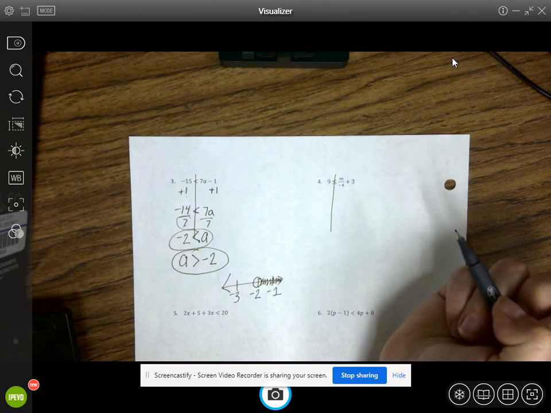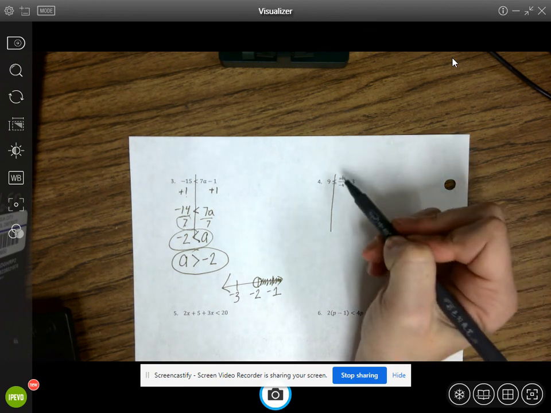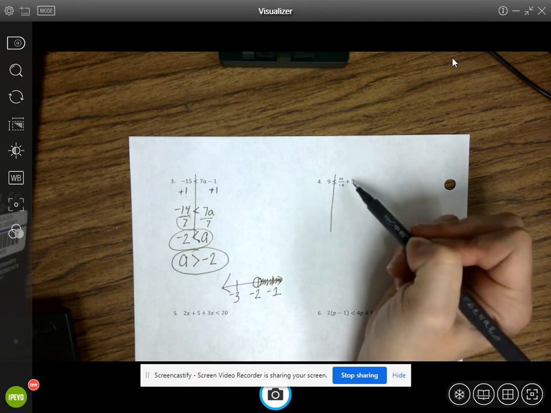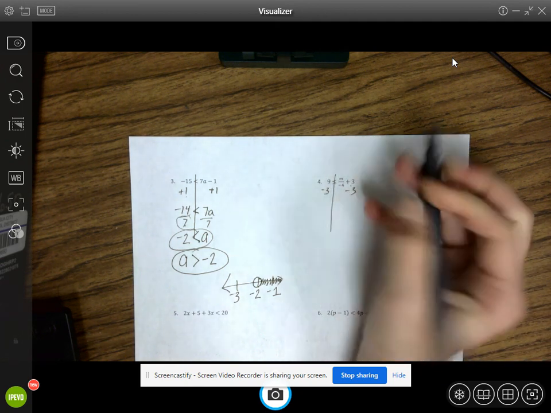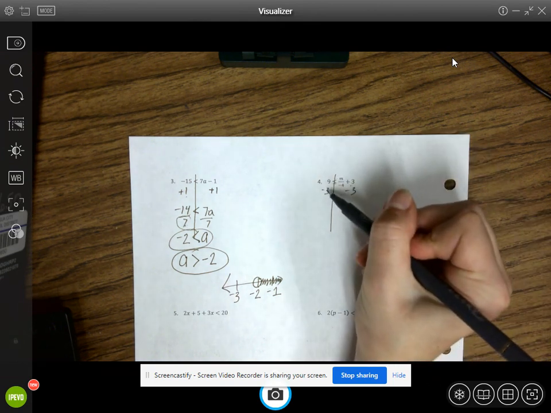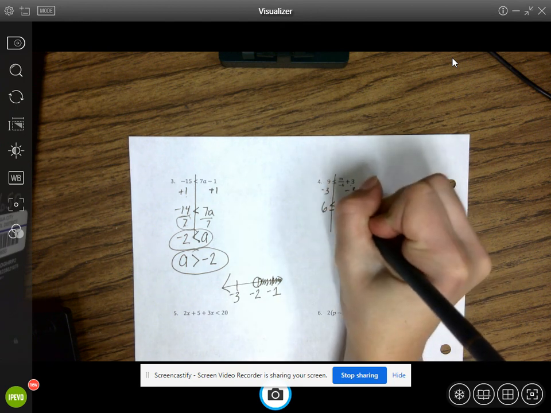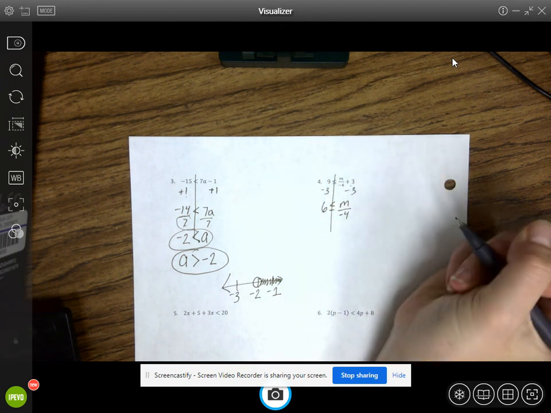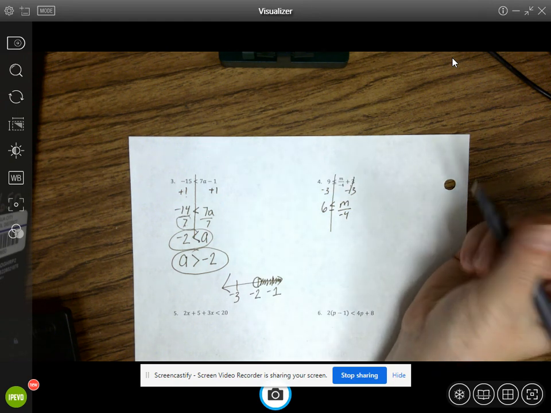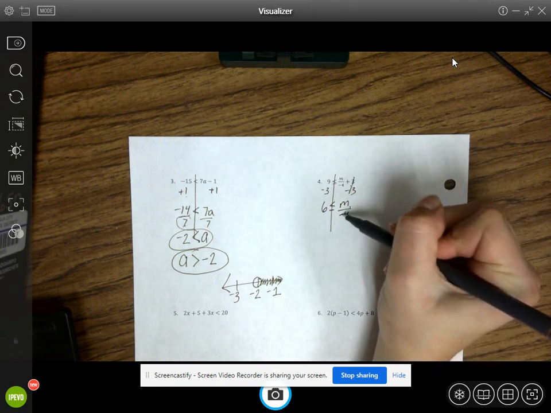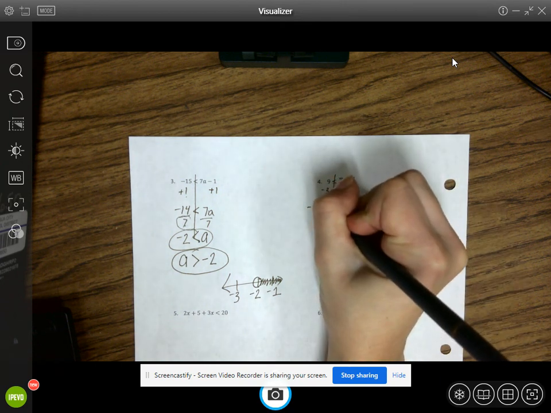No distributing, no like terms to combine. My variable's already on one side, so I need to start by getting rid of this plus 3 by subtracting 3. 9 minus 3 is 6. Keep that symbol. I just have m divided by negative 4 because 3 minus 3 cancels. Now I have dividing by negative 4, so I need to times by negative 4 on both sides.